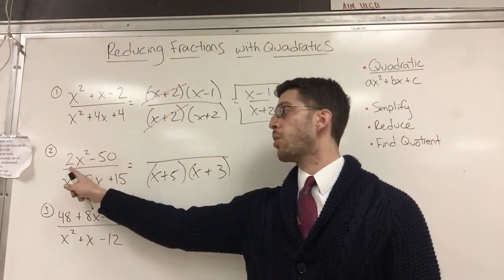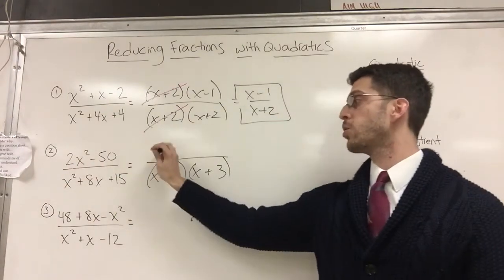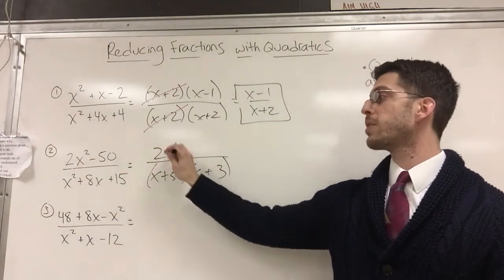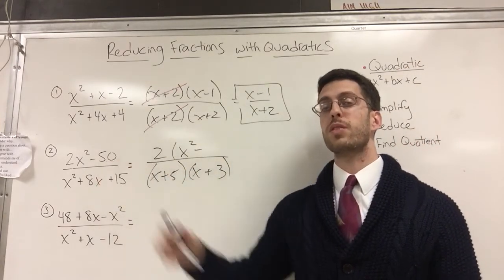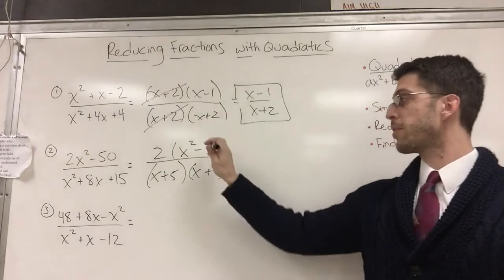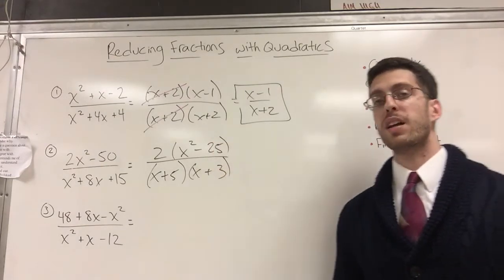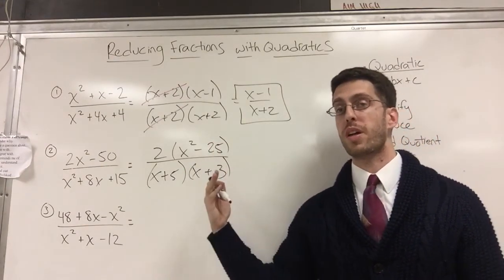If I look here, there's a GCF. There's something that goes into both 2 and 50. It's 2. Take out the 2. What's left? X squared minus, and if I factored out a 2 from 50, factoring is like dividing, then I'm left with 25.